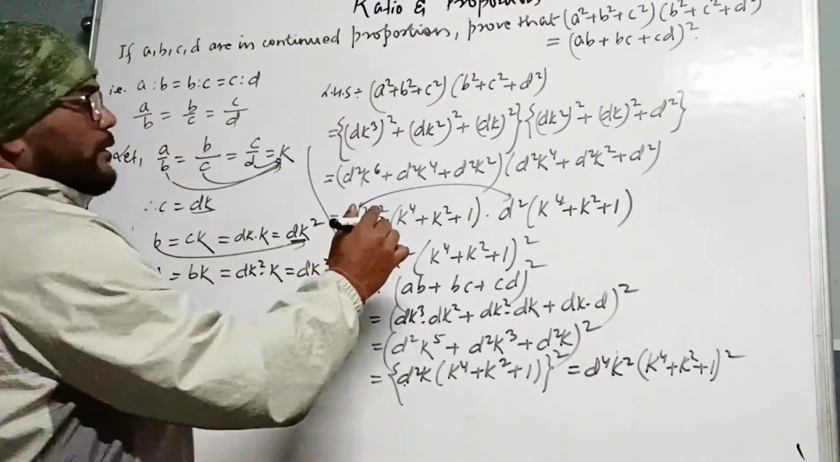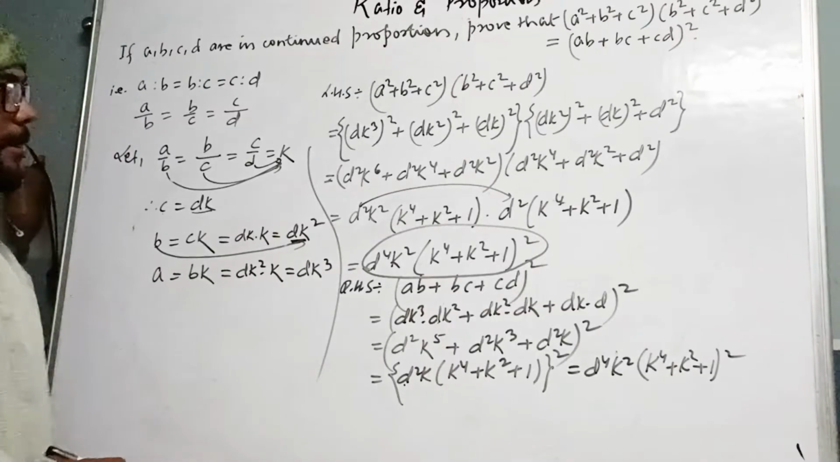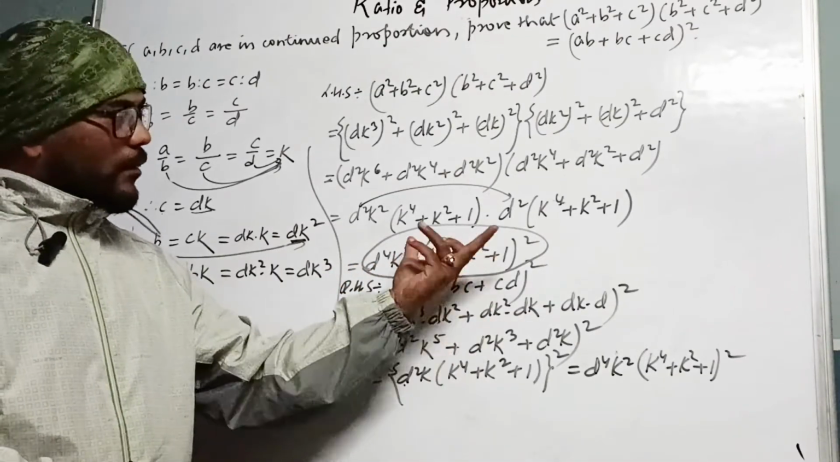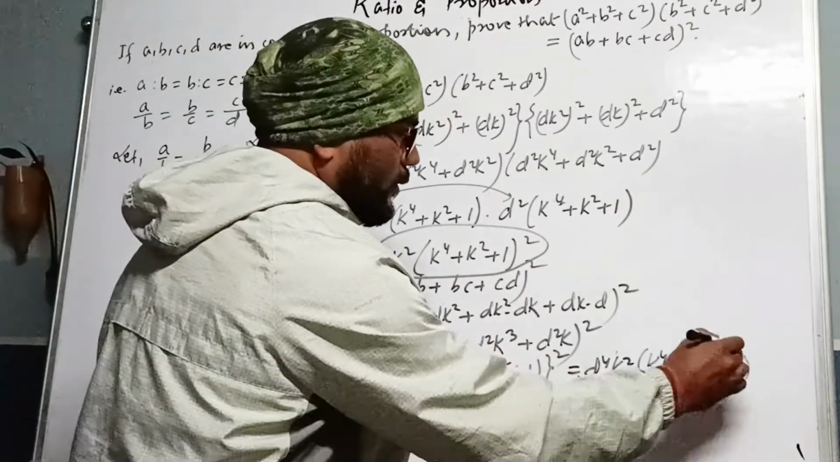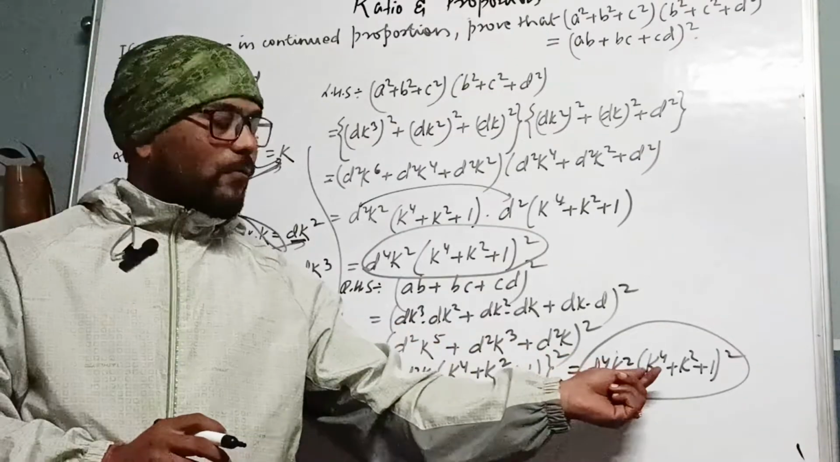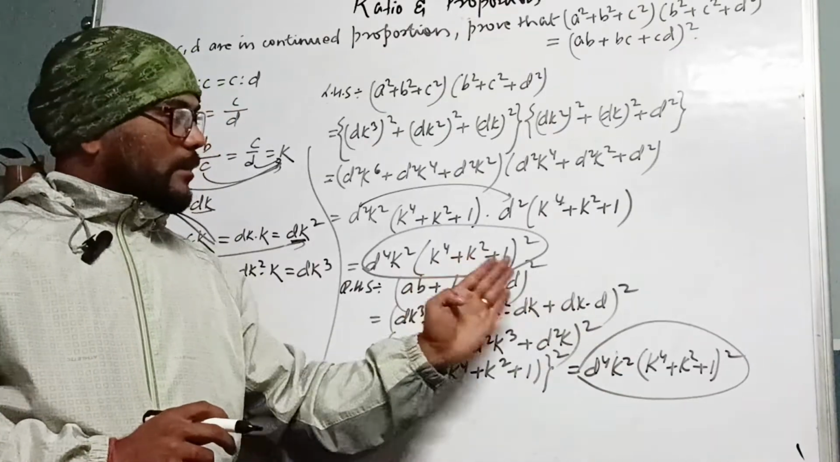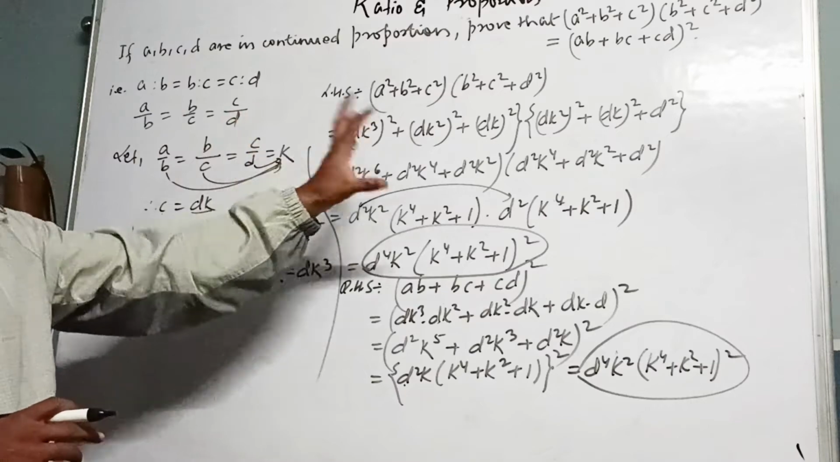So just see here, the expression of LHS is d to the power 4 k square into (k to the power 4 plus k square plus 1) whole square. In the RHS, you get the value d to the power 4 k square into (k to the power 4 plus k square plus 1). So it is very clear that LHS and RHS are equal. This is the way we are supposed to proceed with the question.